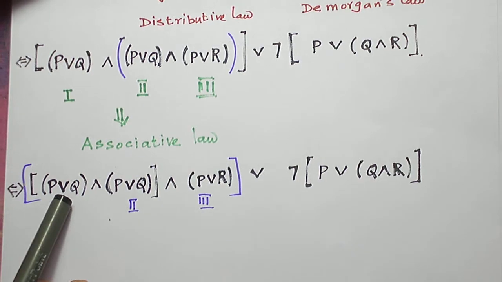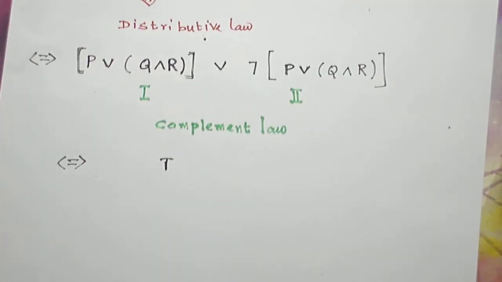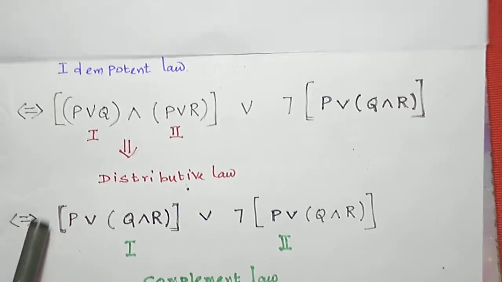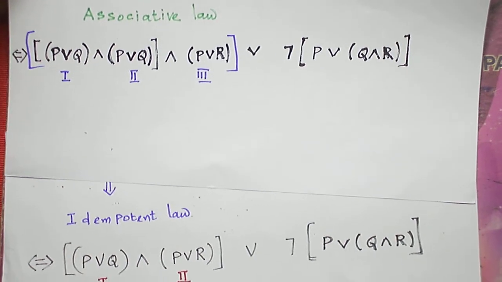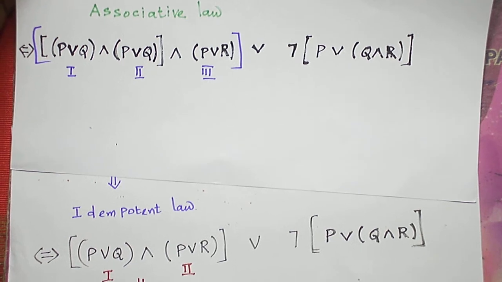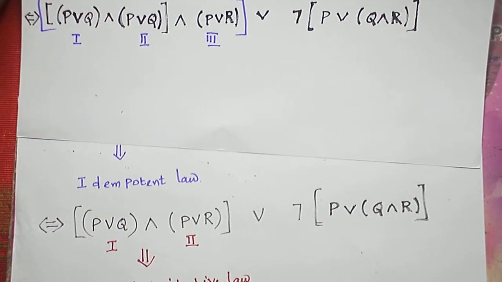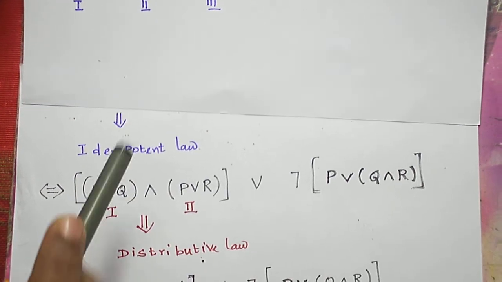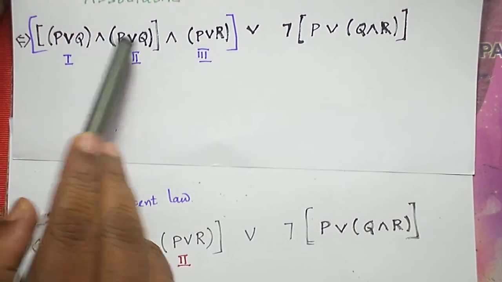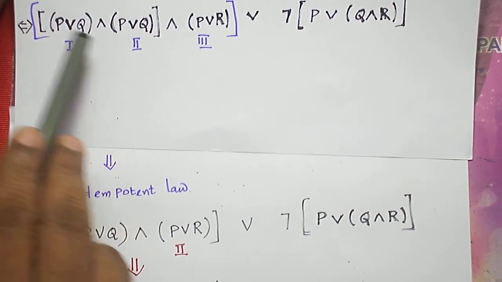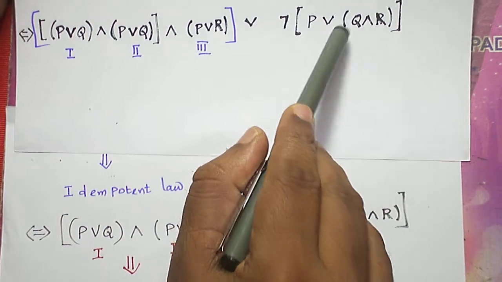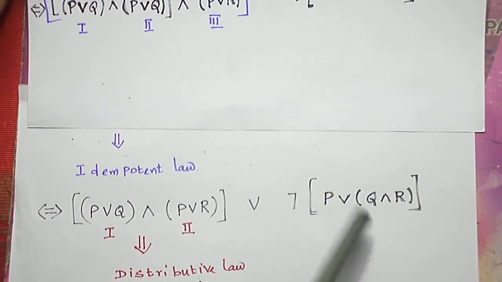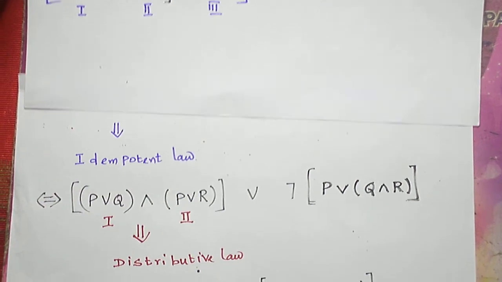Look at this term, first term, second term, third term. How are we going to simplify? I am going to apply idempotent law. Look at the first and second term, they are one and the same. So what does the idempotent law state? When your term is repeated, when your variable is repeated more number of times, it may be considered only once. That is the idempotent law. So P OR Q and P OR Q is considered only one time, and this P OR R is taken as it is, and this term is taken as it is in the next step. So for the first and second term, I applied the idempotent law.